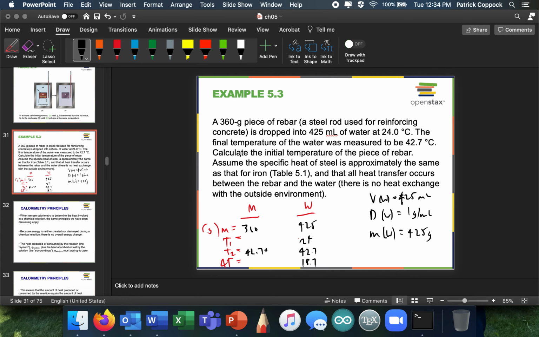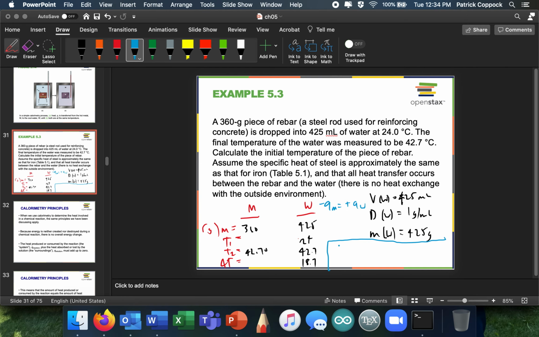Okay. Calculate the initial temperature of the piece of rebar. So I'm going to set the equation up for you, but I'm not going to solve it because I want to save time. Let's do this in blue. We know that the heat that the metal lost is equal to positive heat of the water, right?